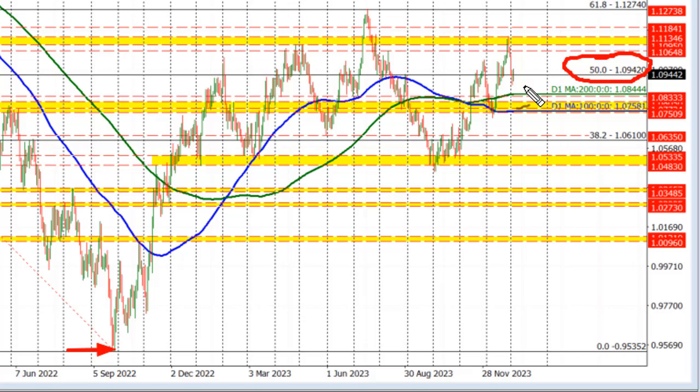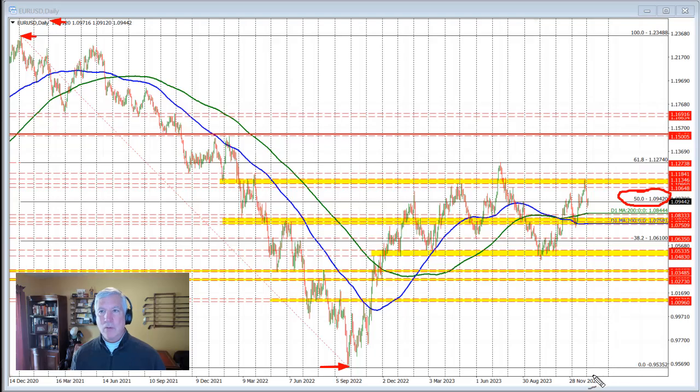So just above that 42 level, and in trading over the last few days, we've seen the price trade above and below that key level. So it's in play, but the market is kind of unsure of which way it wants to go around that midpoint level. So we'll be paying attention to that level at 1.0942.